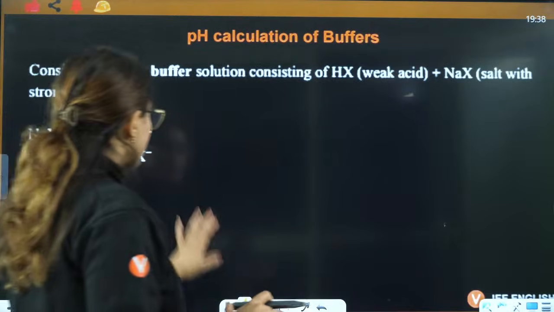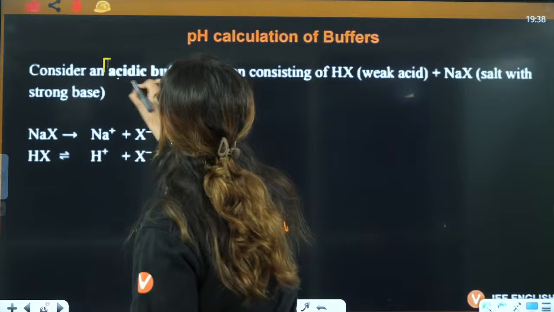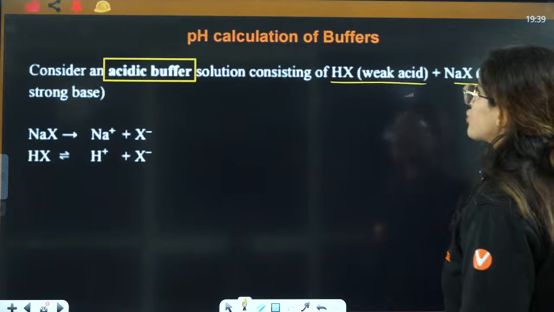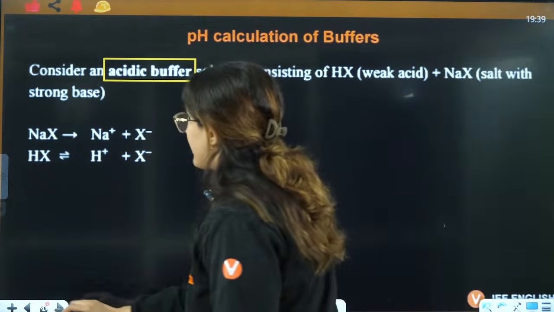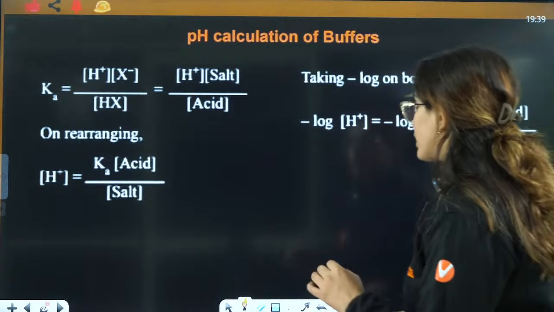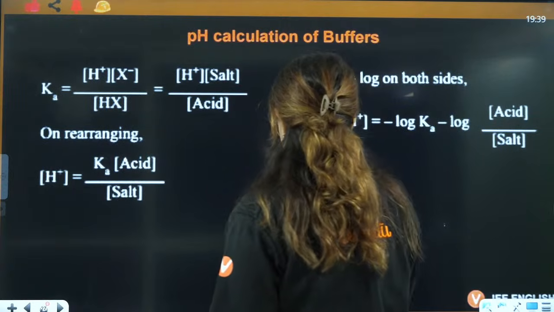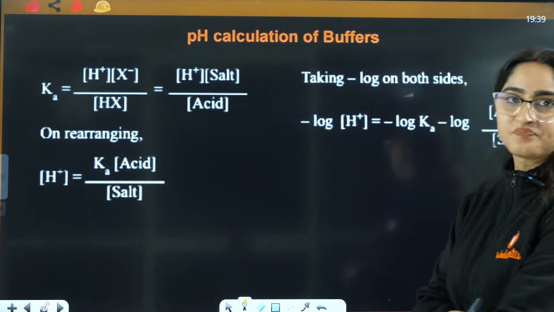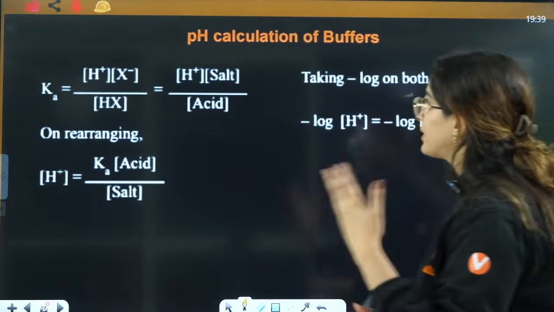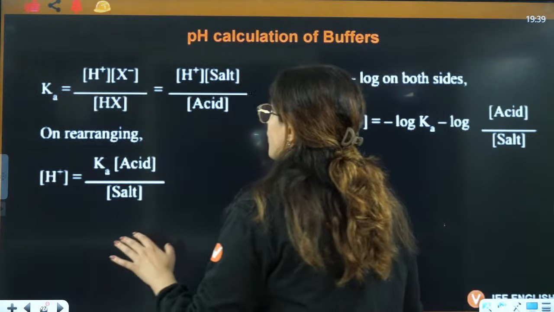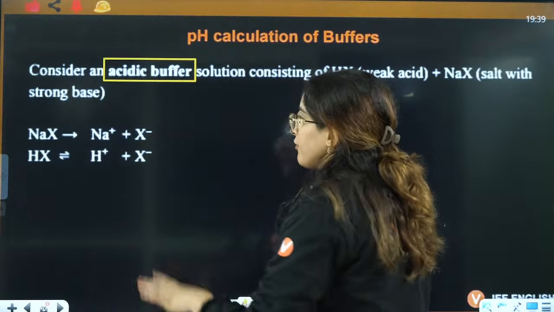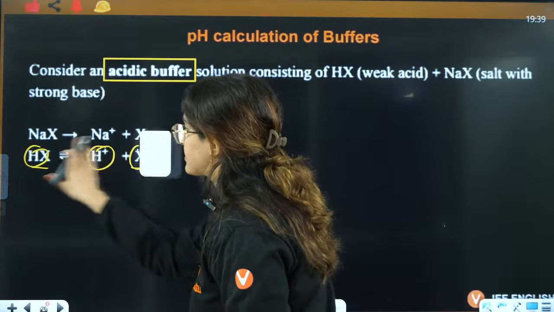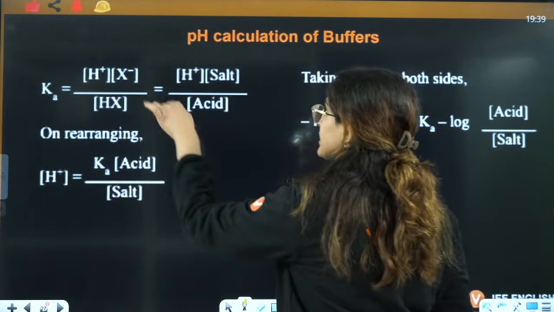So consider an acidic buffer. Now we are saying that you have an acidic buffer consisting of HX, that is weak acid, and salt with strong base, that is this one, right? Now, what is going to be the formula of pH here? Either you can understand it this way, or you can just directly understand the formula here, but I'll tell you here. So if you see this over here, Ka for this acid is going to be [H+] multiplied by [X-] divided by [HX], right? That we have written here, right?